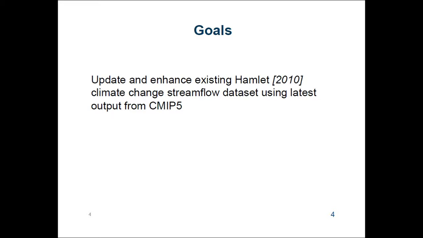And so climate change studies are by no means new in the Columbia River Basin. In particular, there was a study put out in 2010 by Hamlet et al. It goes by a number of different names: the 2860 Project, the Climate Impacts Group Project, RMJOC1, depending on where you're coming from. But now with the advent of the suite of GCM runs from CMIP5, one of our goals was to update and enhance that existing streamflow data set.